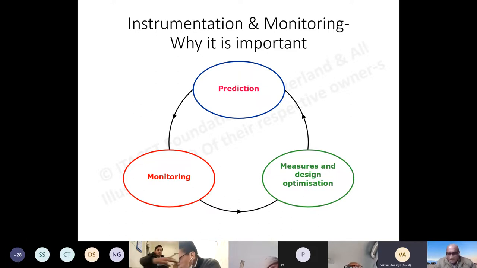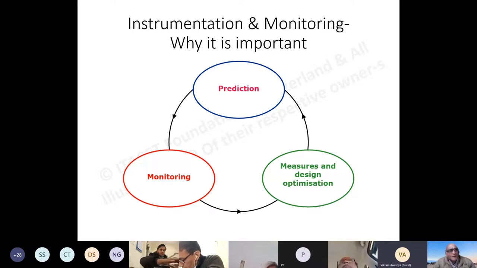Now, in this talk, I would like to raise a few basic points about instrumentation and the salient aspects of instrumentation for dams and for hydraulic projects in general, which includes tunnels as well. Let me start with basics. What is an instrument? An instrument is a device which enables us to assess or know what we cannot really accurately find from our senses.